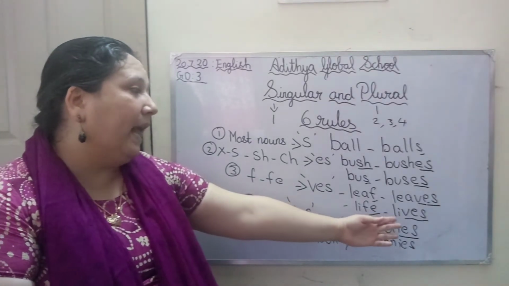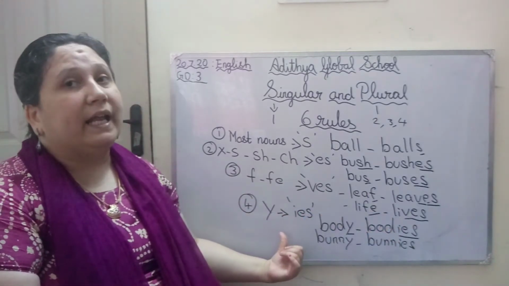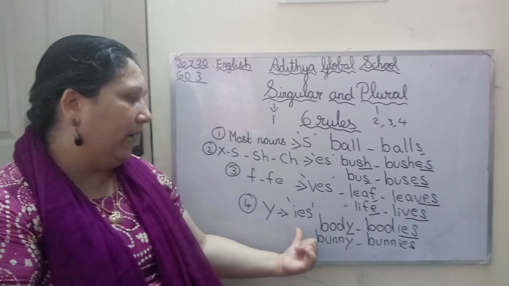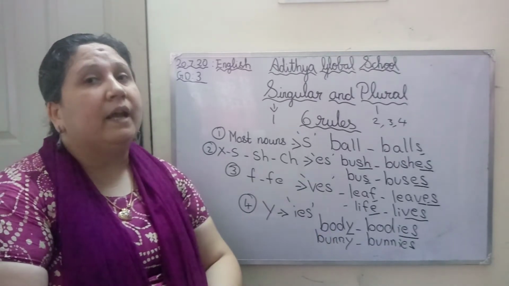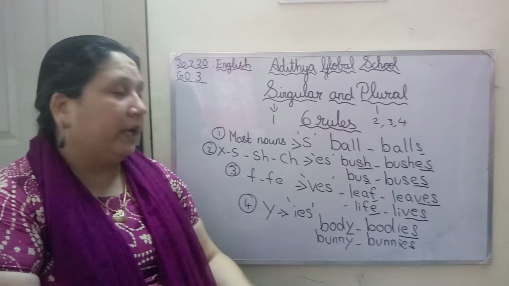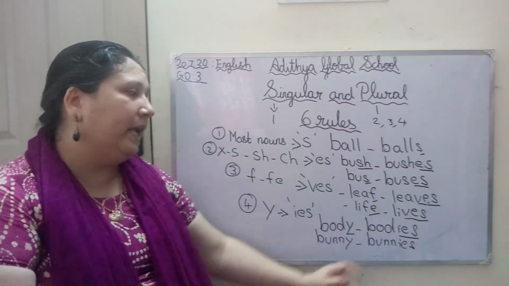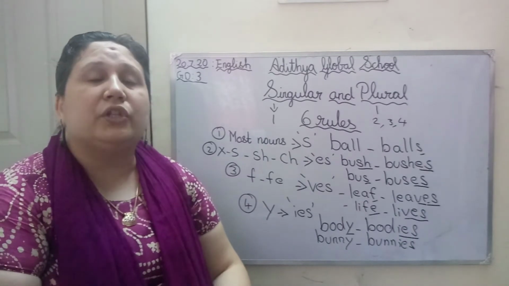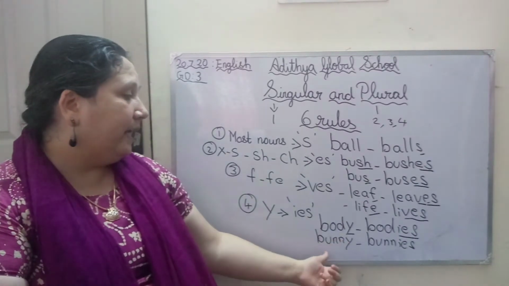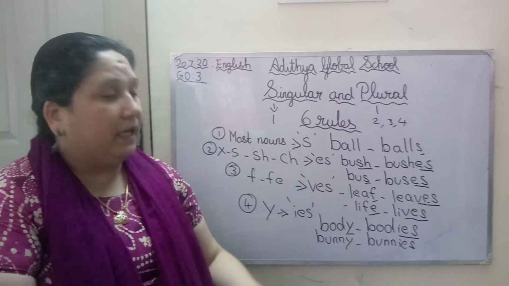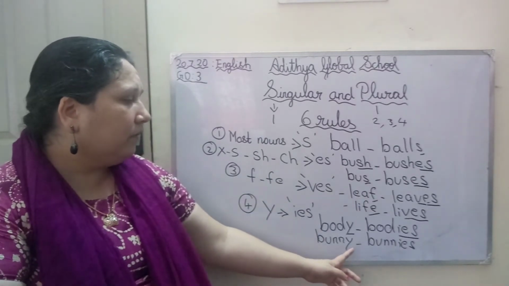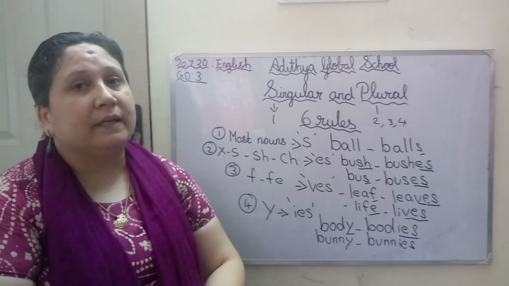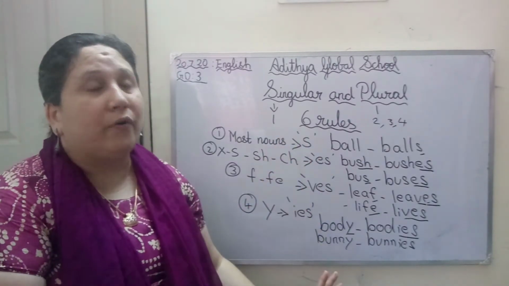So long we have been adding and removing like that. We have to remove y here and add ies. For example, body, body, body. Can you see the word ending with y? And we removed it and used ies, which means bodies. The next is bunny, bunny. The word is ending with y, so we use ies. So these are the first 4 rules.